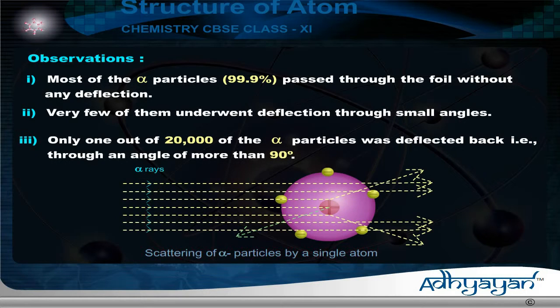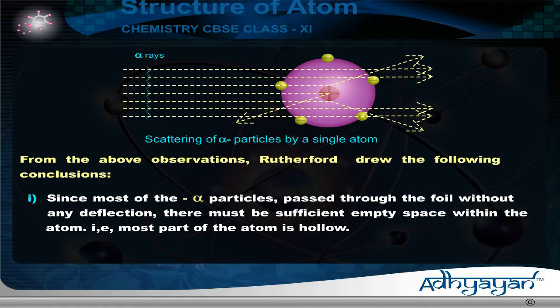Observations: most of the alpha particles, that is 99.9%, pass through the foil without any deflection. Very few of them underwent deflection through small angles. Only 1 out of 20,000 of the alpha particles was deflected back, that is, through an angle of more than 90 degrees. From the above observations, Rutherford drew the following conclusions.